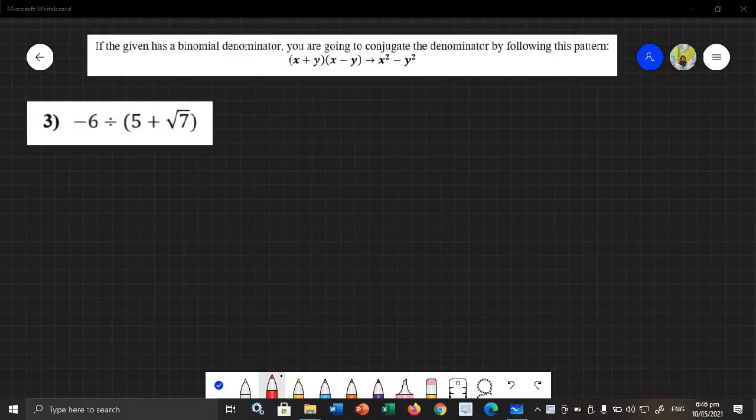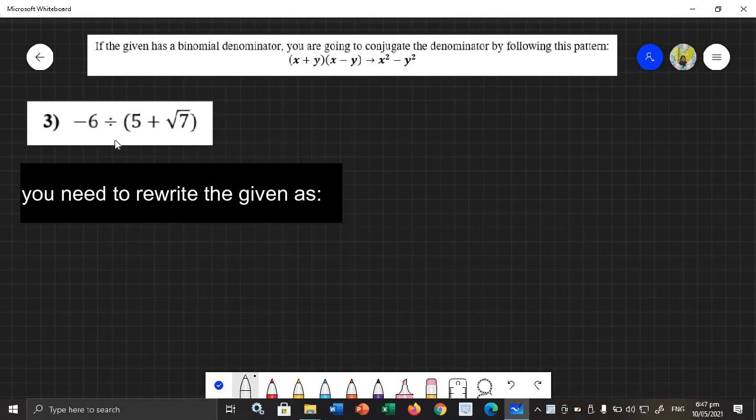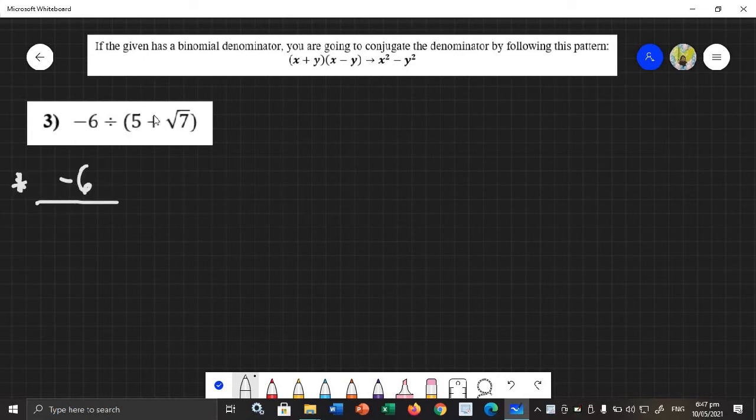Next, we have this given. It says here that if the given has a binomial denominator, you're going to conjugate the denominator by following this pattern. This is like the sum and difference of two binomials. So, if the given is like this, negative 6 over 5 plus square root of 7. As you can notice, that's why I said if you have a binomial denominator, and at the same time you have a radical in your binomial denominator, you need to get the conjugate of that denominator and multiply it to the numerator and the denominator.